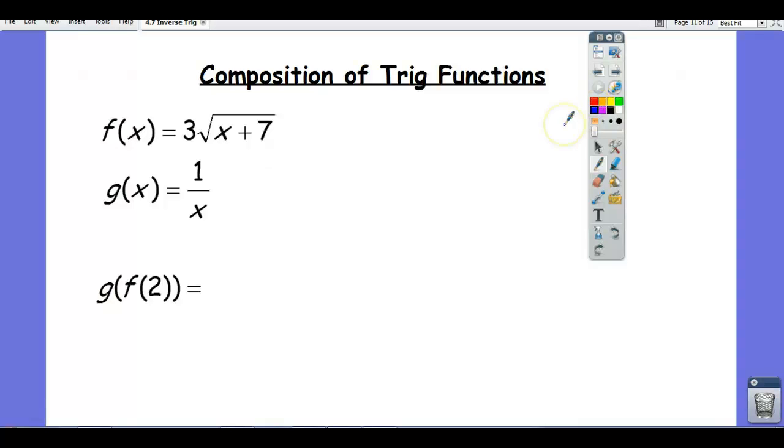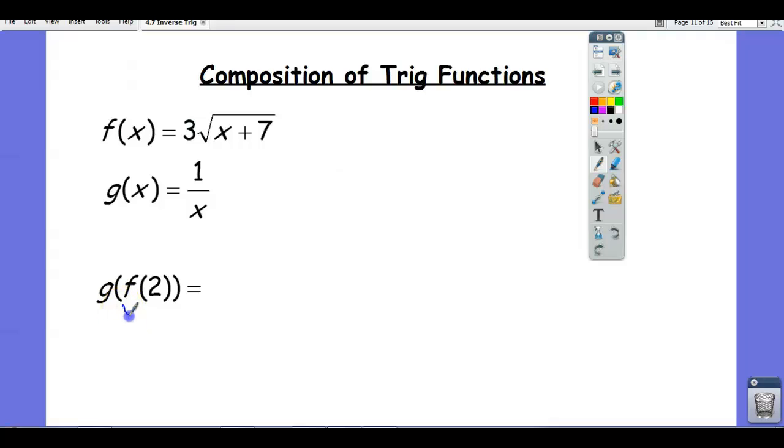Alright, welcome back. We're going to look at composition of trig functions. And I think before we do that, I want to review how you do compositions of functions in general. So here's a function, f of x. Here's one that's called g of x, and I have to evaluate g of f of 2.